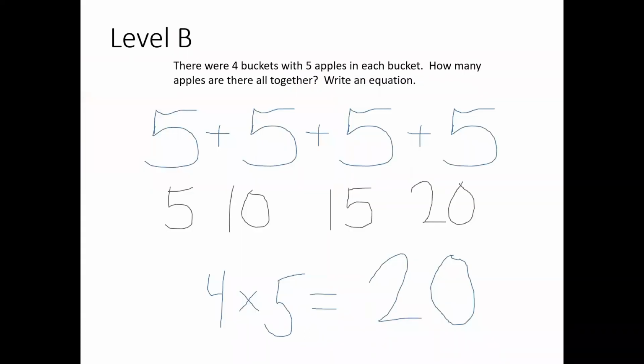So again, this is what a student who is functioning at level B would do if they were given the story problem: 4 buckets with 5 in each bucket, how many apples would there be? They'd either do repeated addition or skip count by 5, 10, 15, 20. And then at the end, they'd know they'd have to write an equation, so they'd write 4 times 5 equals 20, but they wouldn't have used that equation to actually get the answer. It would have been the last thing that they created, not the first thing.